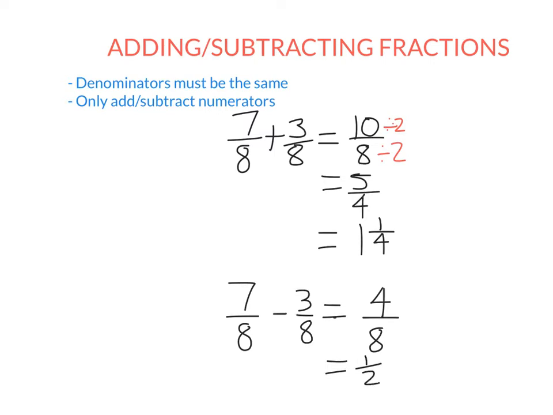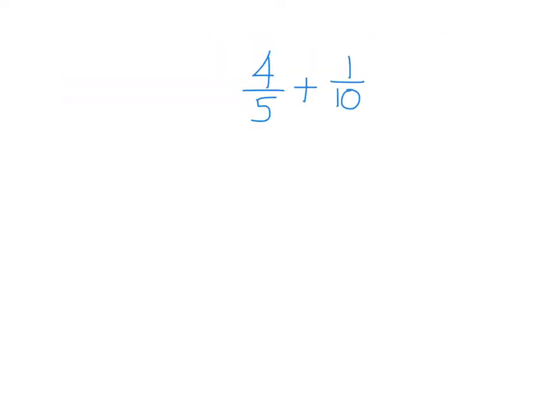So let's now look at some examples where the denominators are not the same. Let's do 4 over 5 plus 1 over 10. Here the denominators are different. So before I can actually do any adding, I need to make the denominators equal. I'm going to need to times the 5 by 2 so that this denominator will be equal to 10.